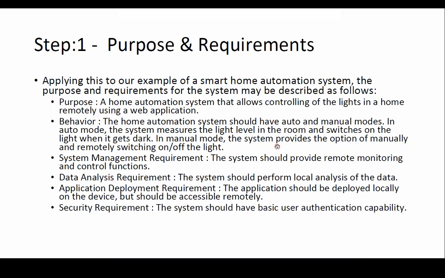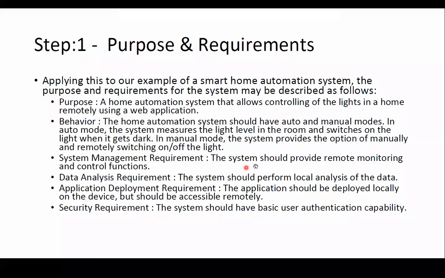And in manual mode, the system provides the option of manually and remotely switching on or off the light. This is manual mode. If required, then turn on or turn off the light. But in auto mode, it will by default automatically get turned on if it is dark or if there is very little light. So these are the two behaviors of your home automation system, that is, auto mode and manual mode.